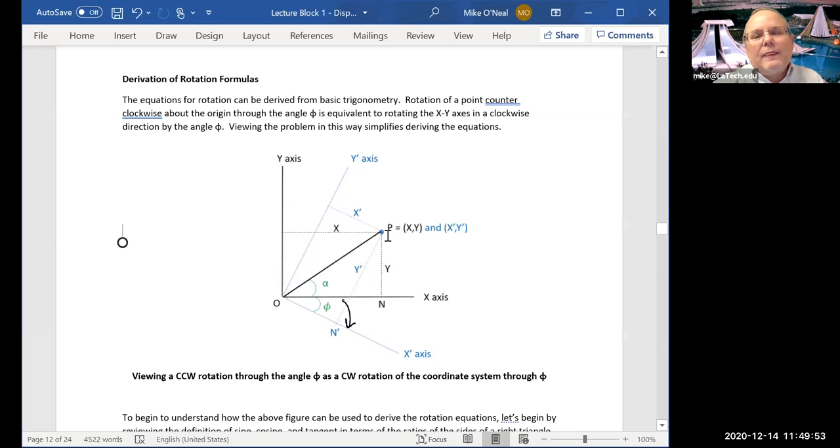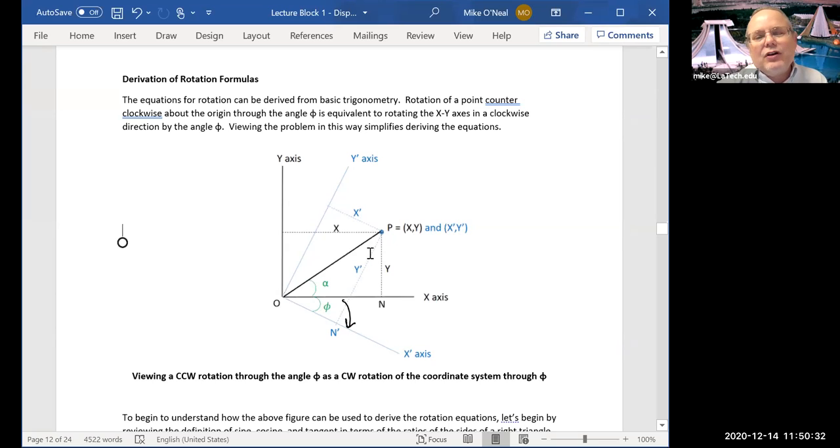If I look at this point, it's now in the new coordinate system, it's x prime, y prime. It's the same point, but in a new coordinate system, so it's going to be called x prime, y prime. And so what's the distance from O to N prime? Well, that's the distance in x prime. So this distance from here to here is my x in the prime coordinate system. And the distance from here to P is y prime.